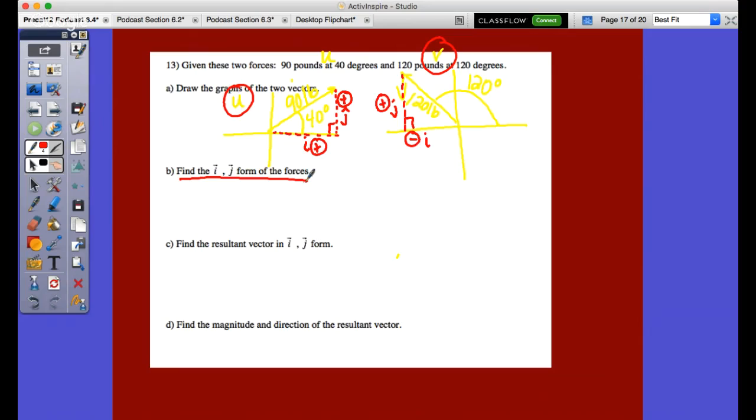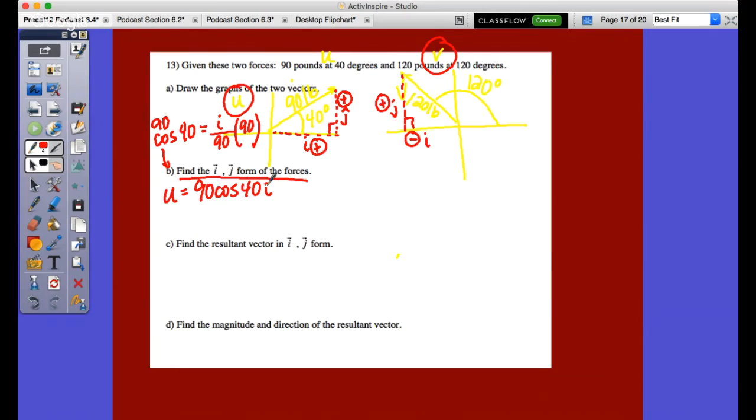So I can find the i and j of the u forces by doing the cosine first, right? And how do I find the i using cosine? Well, I can do that by saying cosine, this comes down here, right? Cosine of 40 degrees equals the adjacent, which is i, over the hypotenuse, which is 90. So then we multiply by 90 on both sides, and we would get 90 cosine of 40 equals i, okay? So I'm going to put that in.